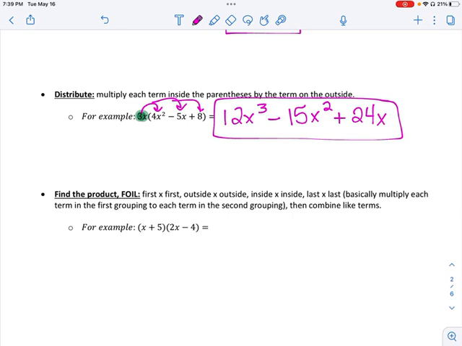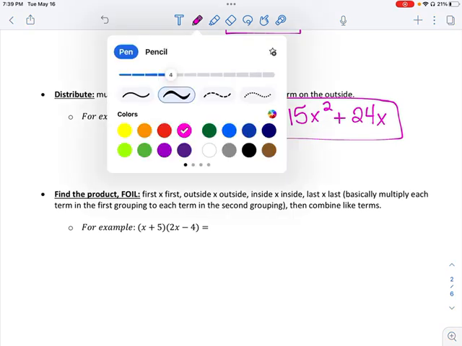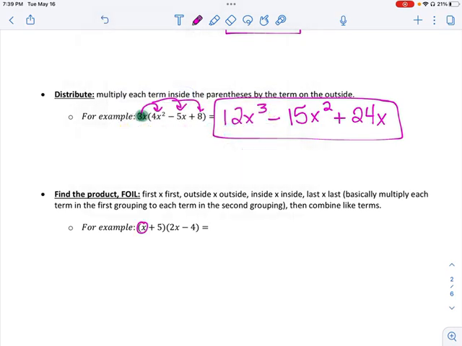Now, this last one here is finding the product. In other words, when it's a binomial times a binomial, remember what we do is called FOILing. It's just the distributive property repeatedly, but it is FOIL. So what we're going to do is take the first and multiply it to the first. So first times first, x times 2x is 2x squared.